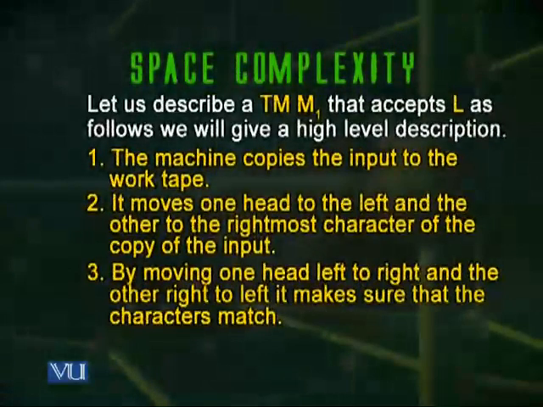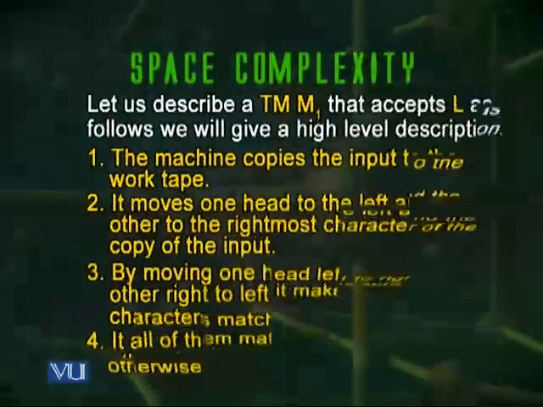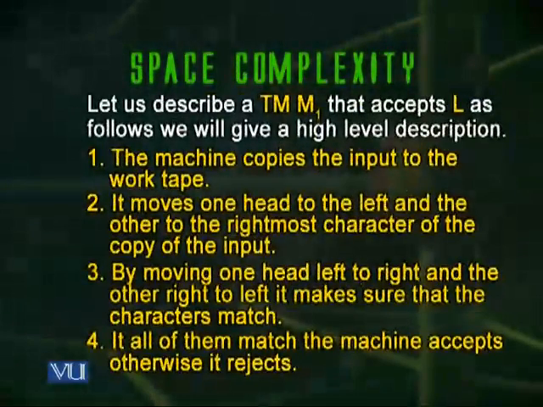Now, by moving one of its heads from left to right and the other one from right to left, it checks if all these characters match. So one of the heads is at the beginning of the input and the other one is at the end of the input, which is copied here. It starts matching the characters one by one, moving this head from left to right and this one from right to left. This is a Turing machine that you have already studied in detail. If all these characters match, the machine accepts the input, otherwise it rejects.